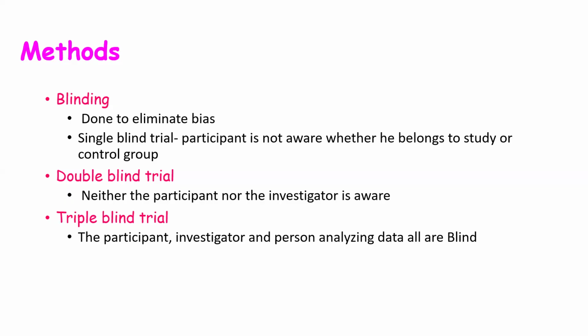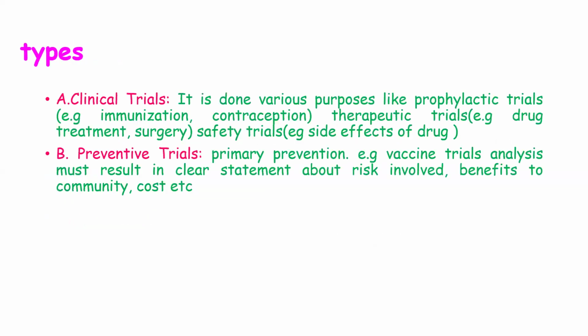And coming to the other types, the clinical trial and preventive trial. Here it is done for various purposes, like prophylactic treatment, for example, immunization purpose. Recently for COVID, what immunization, how it will be. Now research is going on for diabetes, in order to prevent diabetes, whether there are any chances of using some preventable measures.